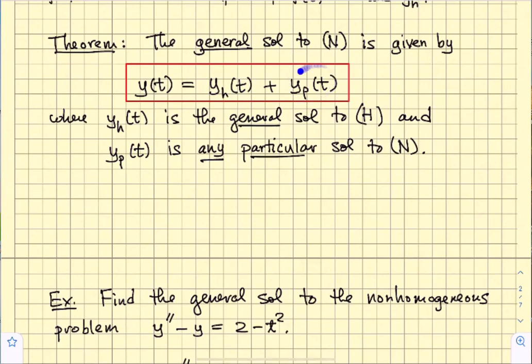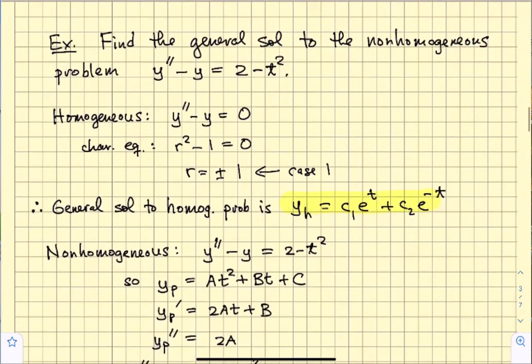We're going to find our YP, and not just find the form. We have to actually find the concrete function YP. We add those two together, and that is guaranteed to be the general solution to our non-homogeneous problem. Let's take a look at an example. Let's find the general solution to the non-homogeneous problem y double prime minus y equals 2 minus t squared.